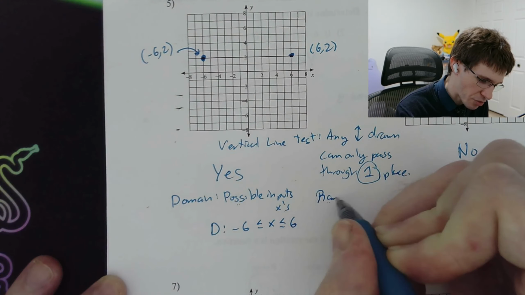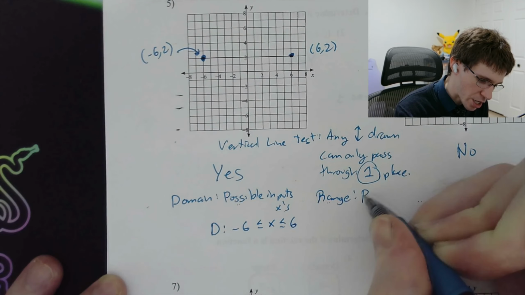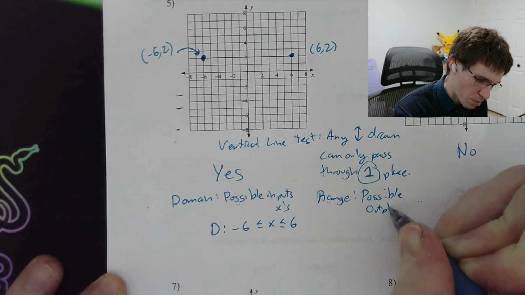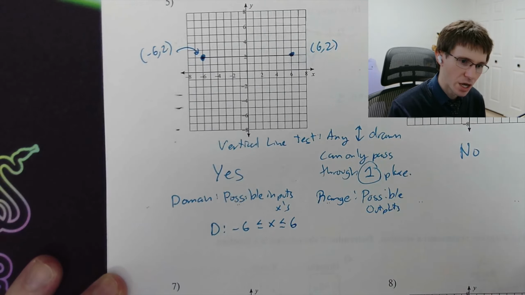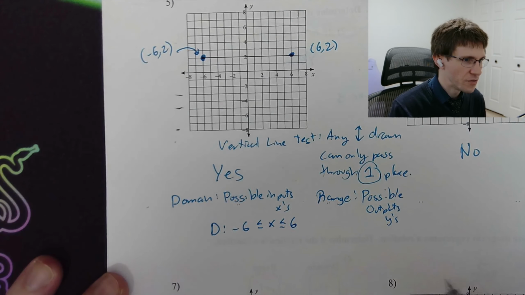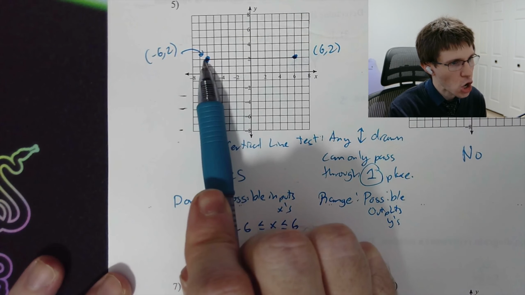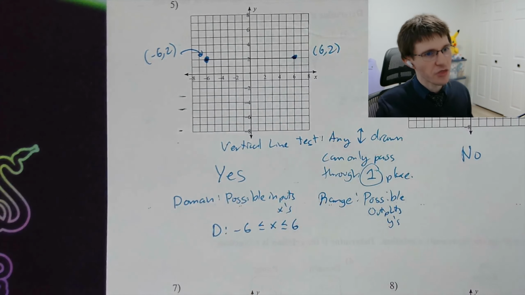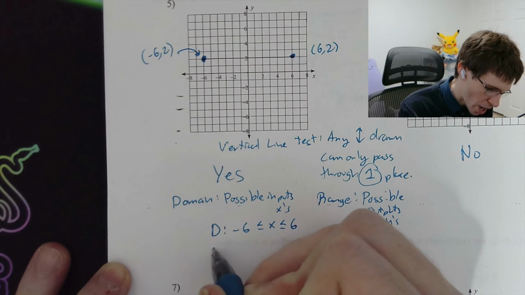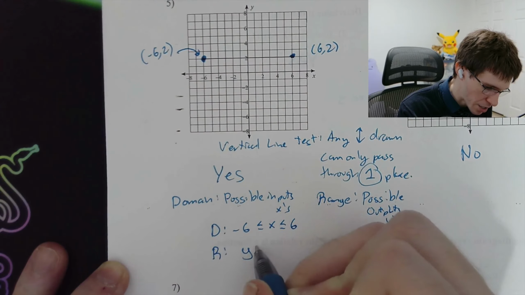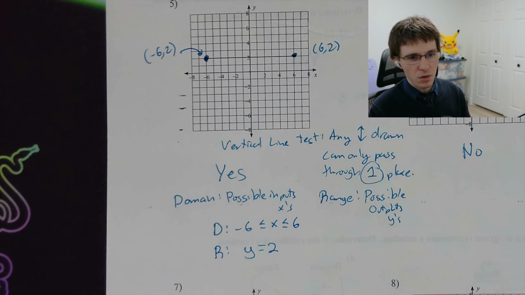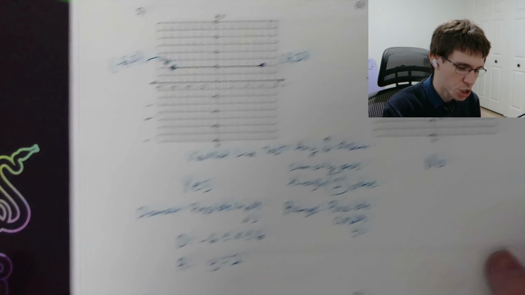Likewise, the word range is the possible outputs. So our possible outputs, in other words, are the y's. On this one, if you notice, the y values are always 2. There's nothing else that y is allowed to be. So in this case, your range is simply y is equal to 2. There's nothing else that you're able to say, and we move on to our next question.